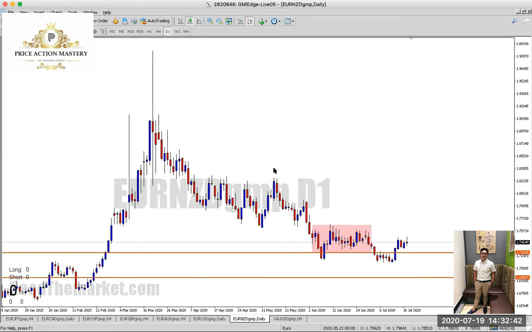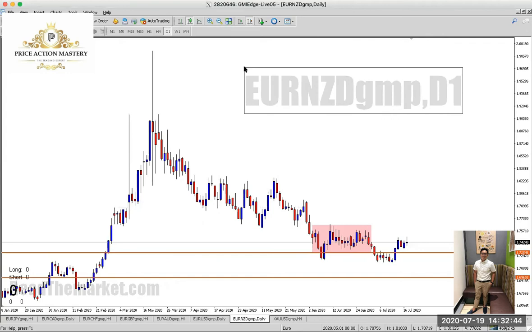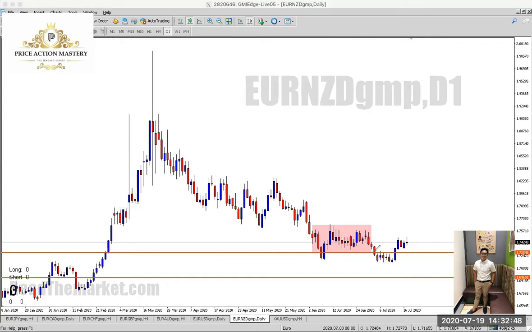Okay, for this Euro New Zealand, I'm seeing something. Even though a lot of people will think, oh, a double bottom is formed, the market is going up, the market hasn't really changed to an uptrend yet. Because the market hasn't broken the critical point. So this area is the critical point. This entire area is a critical point.